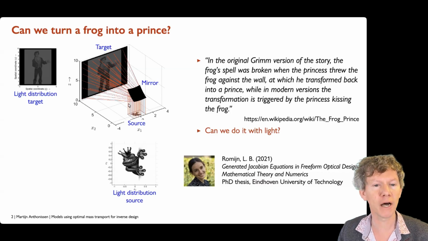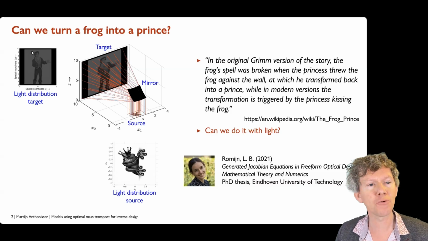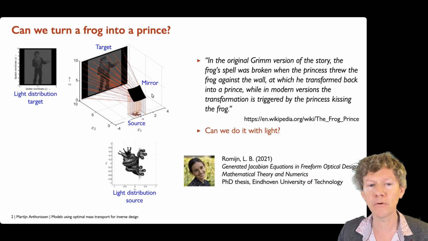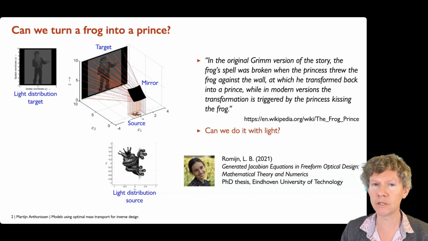So the idea is we have a light source located here. It sends out a parallel beam going up. And the light distribution at the source is this frog pattern. And our goal is to have the prince here on the target screen. So the question is, can we compute the shape of this mirror here? So the mirror has a free-form surface. Can we compute it in such a way that indeed the frog turns into a prince?